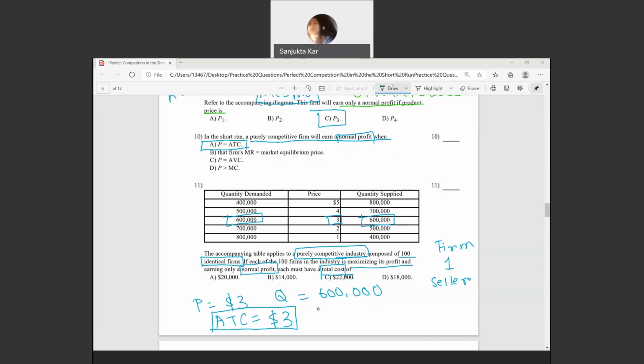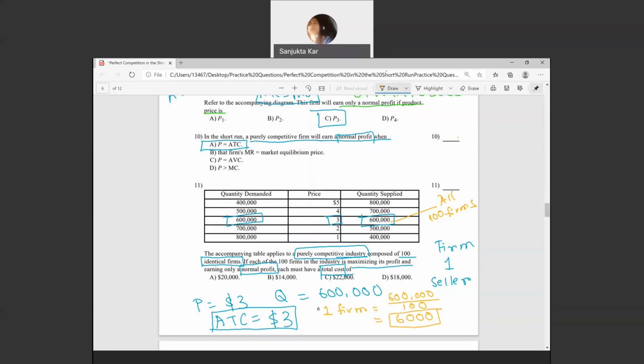So right now we have 100 farms here in the industry, and the quantity supplied by all of them together is equal to 600,000. I need to know the quantity supplied by one single farm. This one will be equal to 600,000 over 100, which is equal to 6,000.